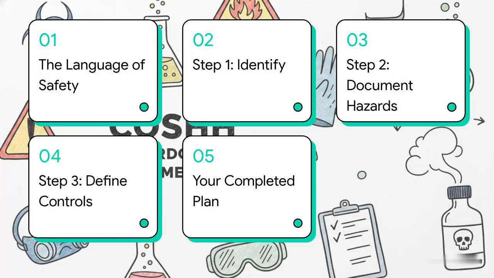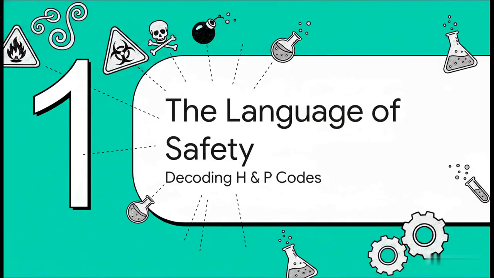So here's our game plan. First, we'll get fluent in the language of chemical safety, those H and P codes. Then we'll go step by step through this assessment form, turning those codes into a safety plan that's actually useful. Let's get started.